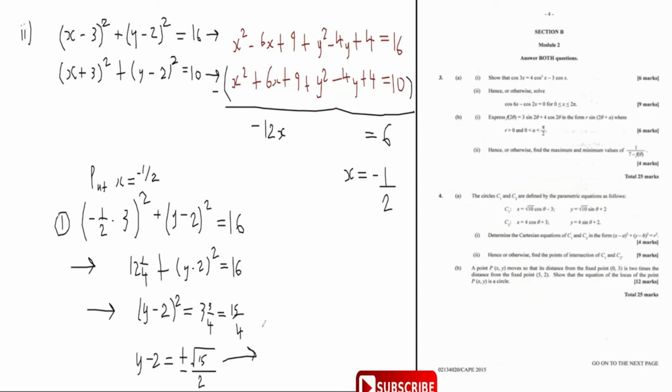So that implies that you're going to get two values for y. y is either equal to 2 plus the root of 15 over 2, or y is equal to 2 minus the root of 15 over 2. All right, those are the points of intersection.